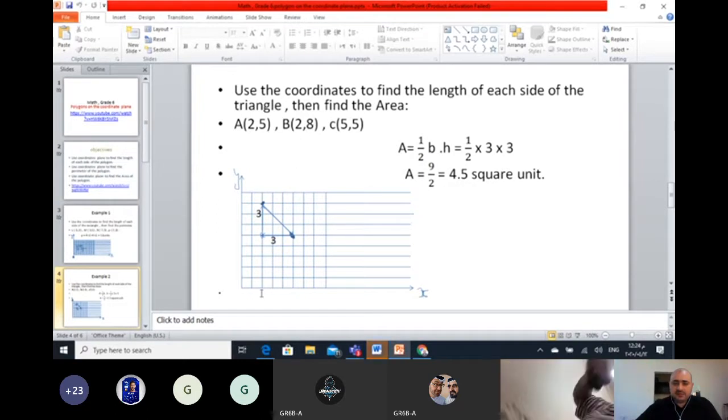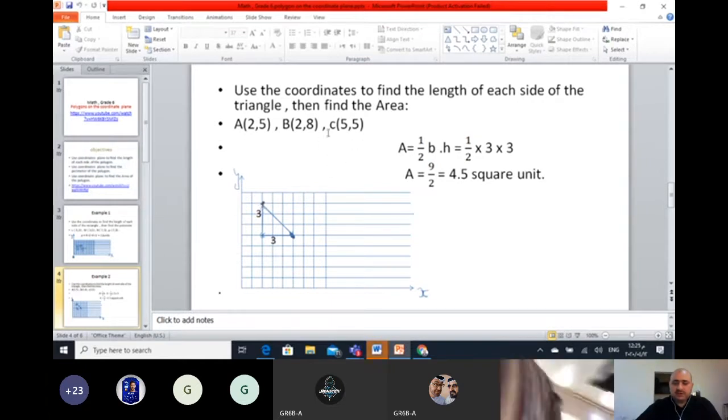Start from the 2 on the x-axis. This is 1, this is 2. Then go up 8 units: 1, 2, 3, 4, 5, 6, 7, 8. So this point will be B. (2, 8) is the second point.